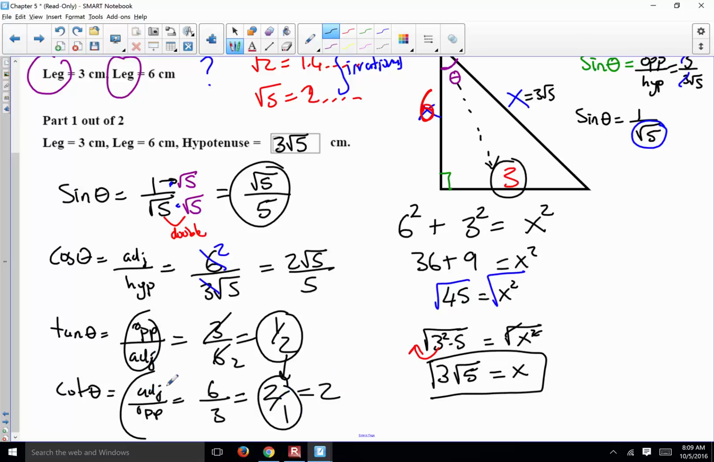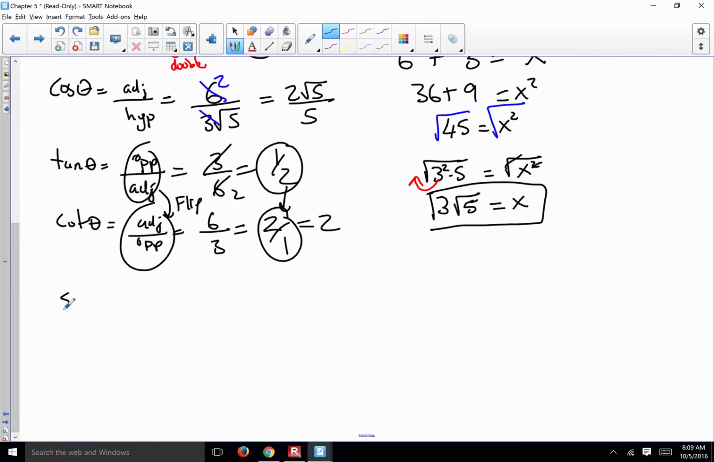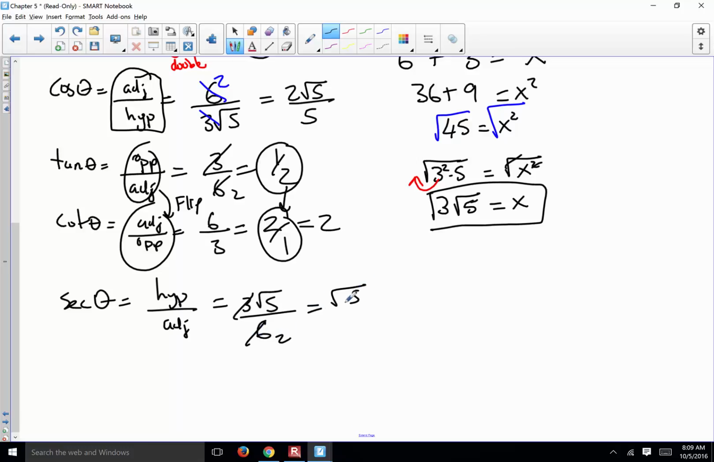Why do we flip? Because these two are flipped. Okay? And secant, what was secant? Yep, hypotenuse over adjacent. Look at this. It's the reciprocal of cosine, flip of cosine. So if you flip this or flip that, you'll be fine. Again, hypotenuse is 3 root 5 and 6. Cancel those, root 5 over 2.